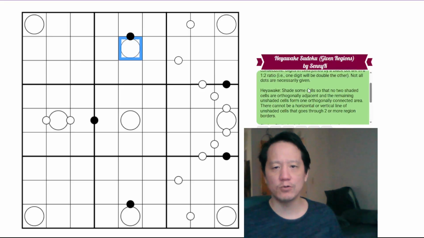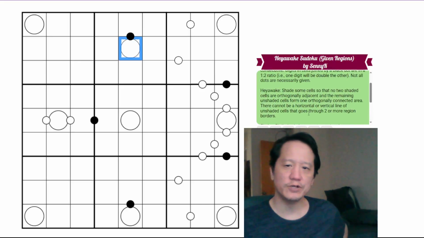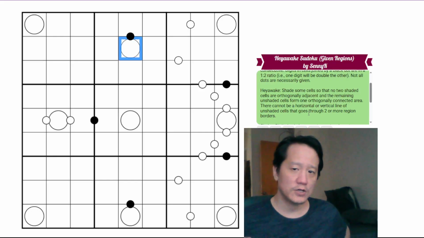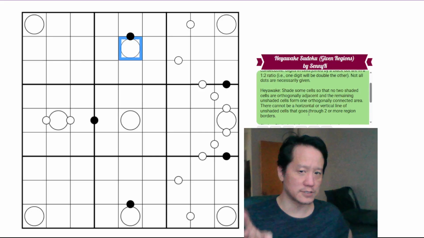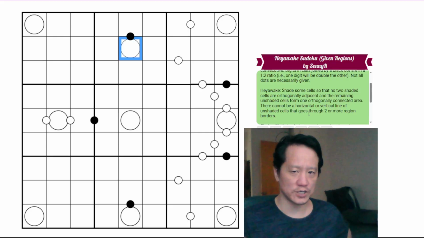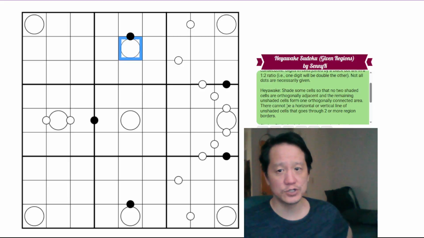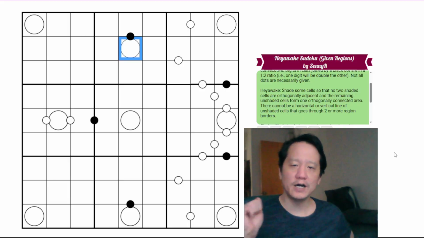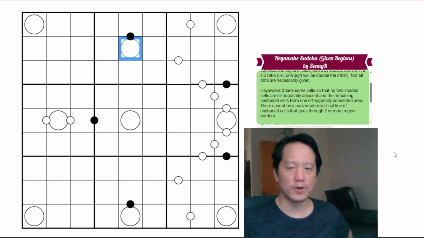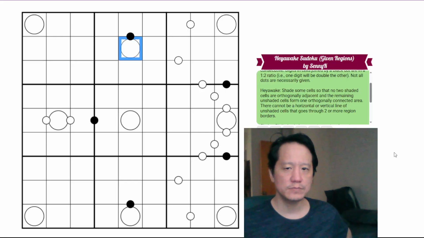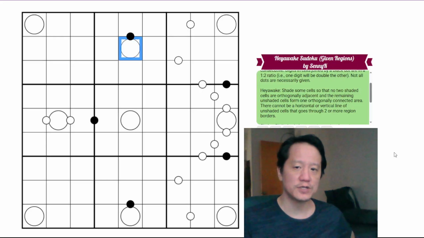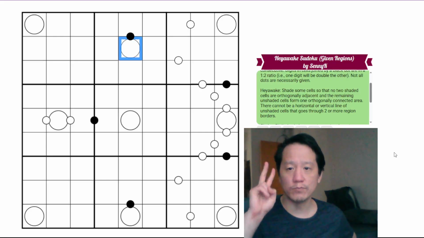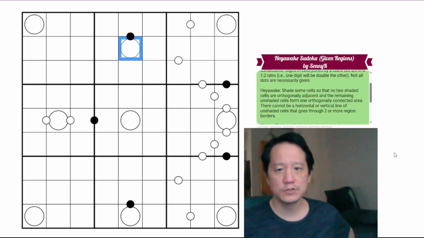We have Heyawake, where we need to shade some cells so that no two shaded cells are orthogonally adjacent, which means share an edge, and the remaining unshaded cells form one orthogonally connected area. There cannot be a horizontal or vertical line of unshaded cells that goes through two or more region borders.